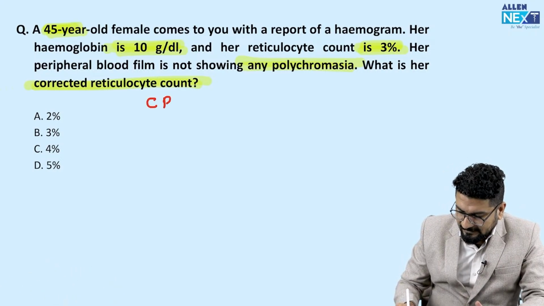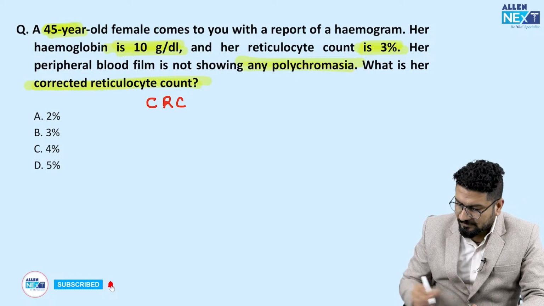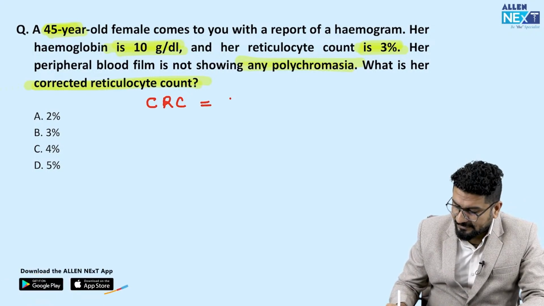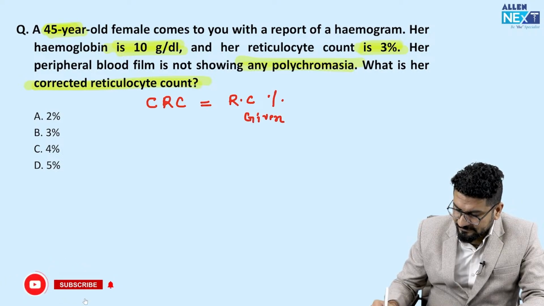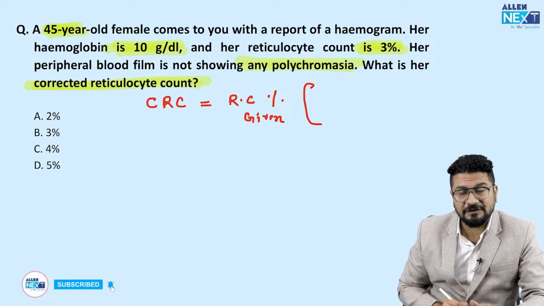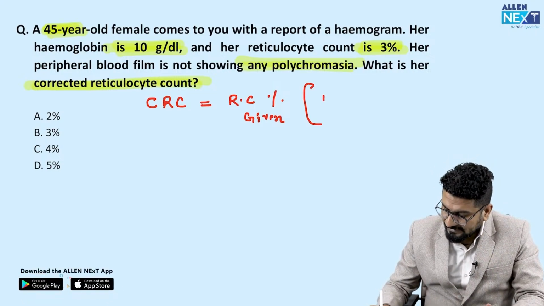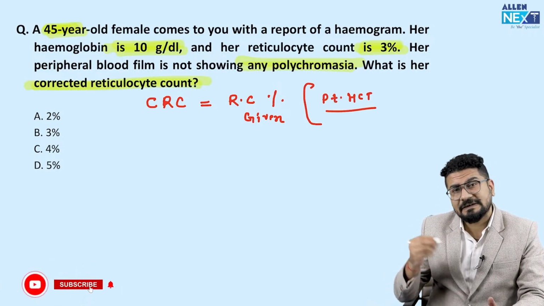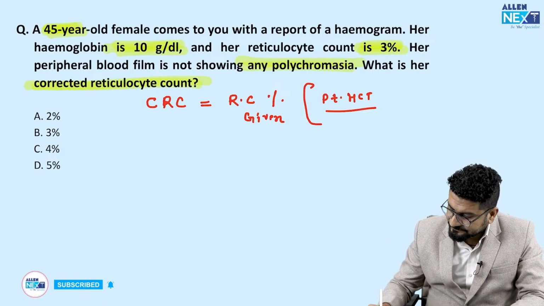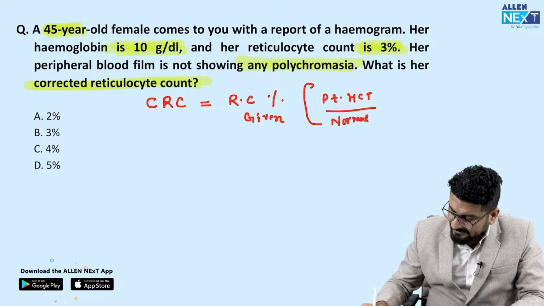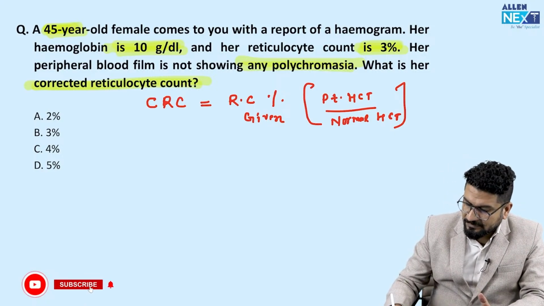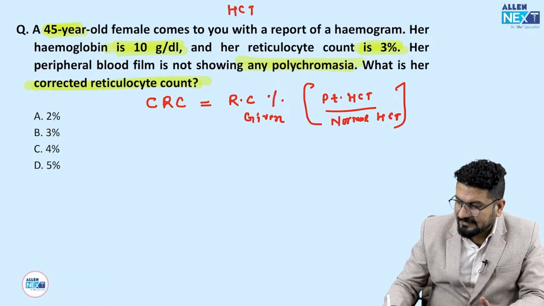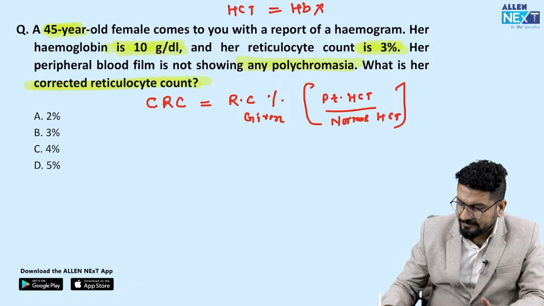Understand this: CRC means corrected reticulocyte count. How do we calculate this? Whatever reticulocyte count is given in percentage, multiply by patient hematocrit, divided by desired hematocrit, meaning normal hematocrit. How do we calculate hematocrit? Hematocrit is 3 times hemoglobin, meaning hemoglobin multiplied by 3.